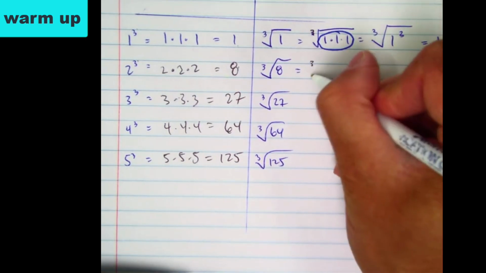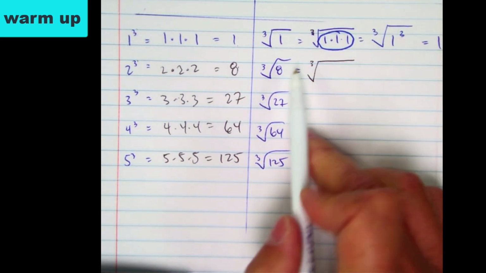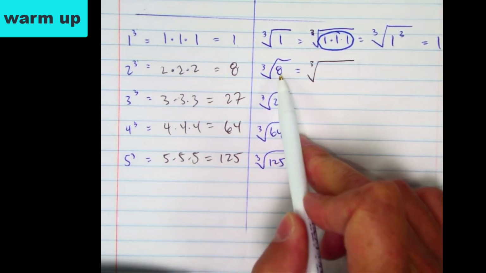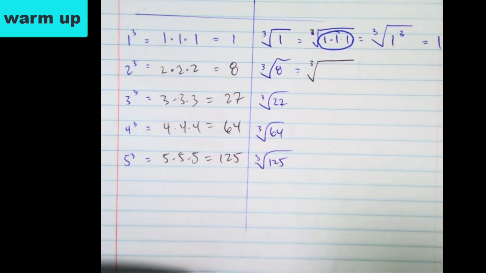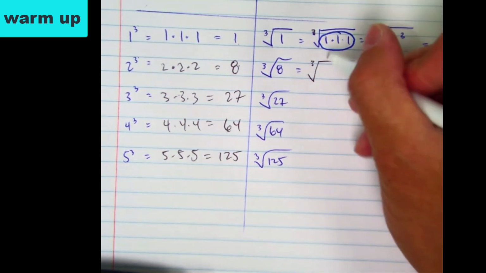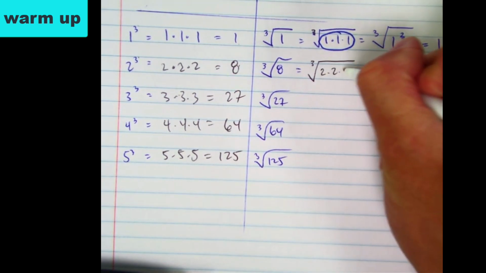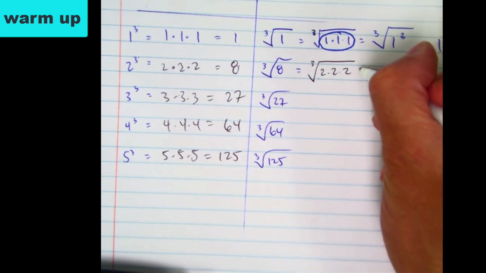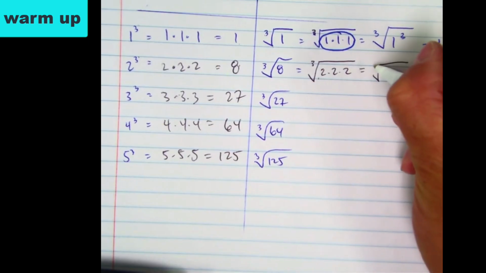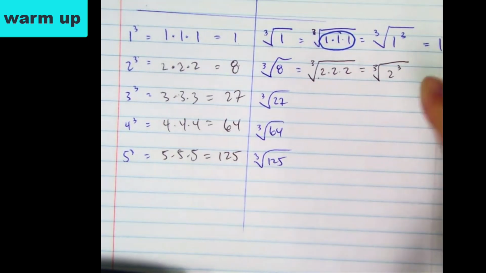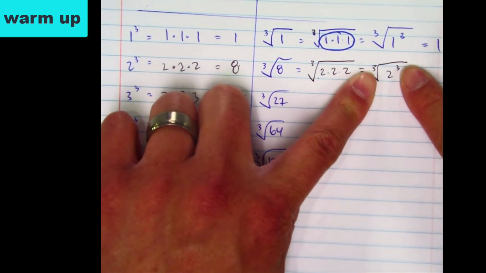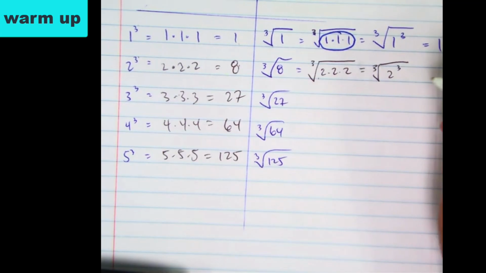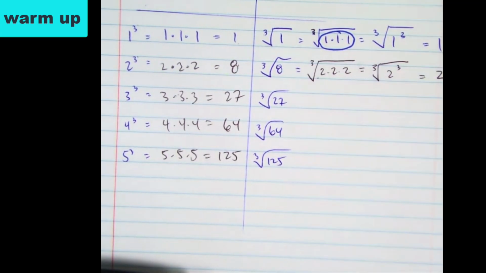Class, what is, we just did it, 8. If you broke it down into prime factors, what would you get? 2 times 2 times 2. Are there 3 identical 2's there? Yeah. This step right here is to show you that these are opposites. They essentially cancel, and you have the 2 that's left. Okay.